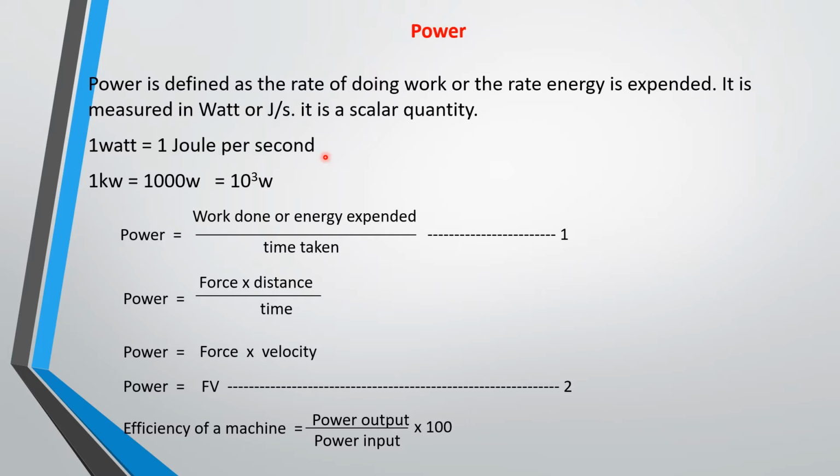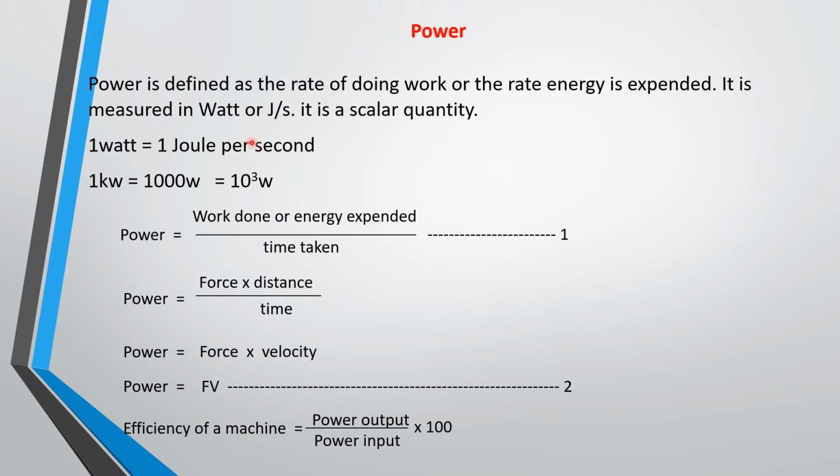But in physics, power is defined as the rate of doing work. Yes, the rate of doing work. Whenever you see rate, it means there's a time factor in the definition of power. So the rate of energy expended is also known as power, or the rate at which you do work. When you say rate, then how much work can you do per time?